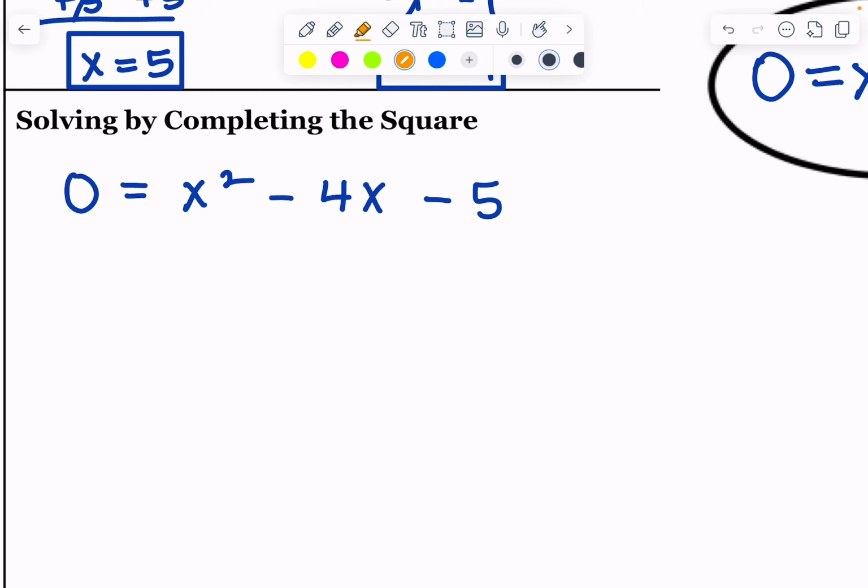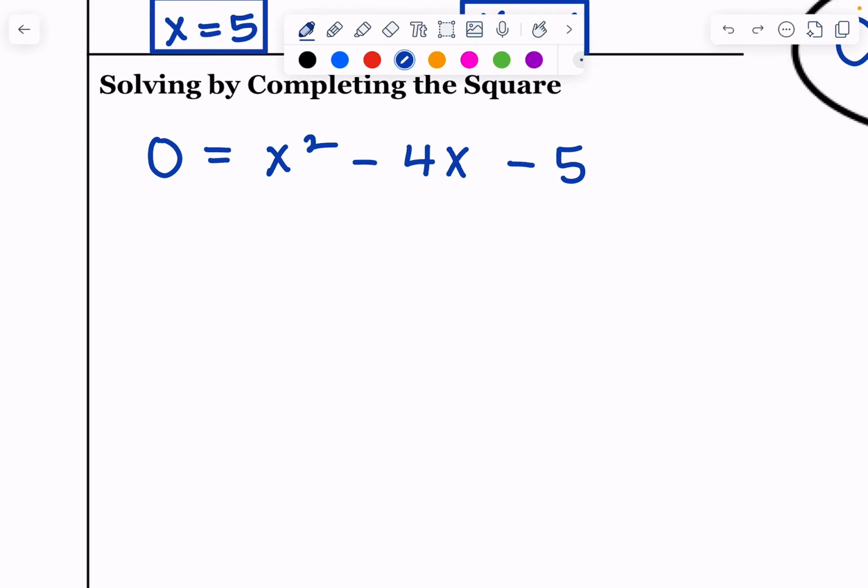Some teachers will teach you to move this -5 to the other side to start. I'm going to leave it, but you can also move it to start. So the first thing I'm going to do is group these first two terms, and then I'm going to rewrite this problem with some space in that group. So what that looks like is 0 equals x squared minus 4x with some space, and then -5 at the back.